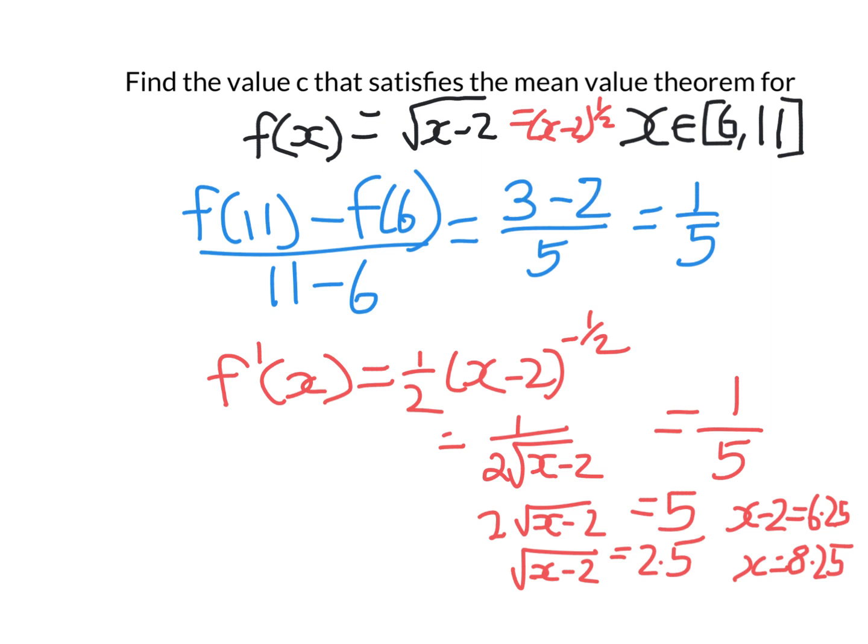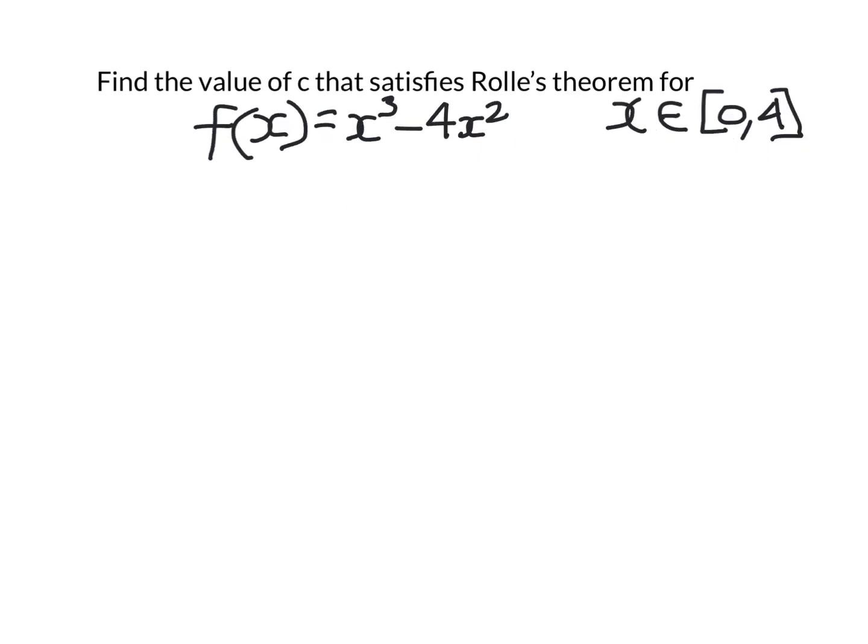All right, let's look at an example now involving Rolle's theorem. So we're going to find the value of c that satisfies Rolle's theorem for this function here on this interval. So note here that f of 0 and f of 4 are both equal to 0. So when you have the function take the same value at different points, then you can use Rolle's theorem as long as the function is continuous and differentiable, which polynomials always are.